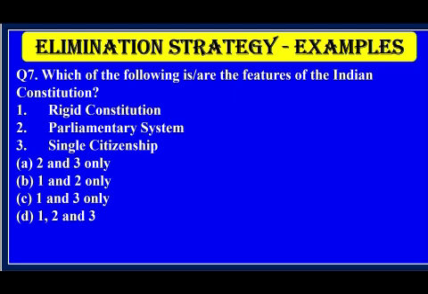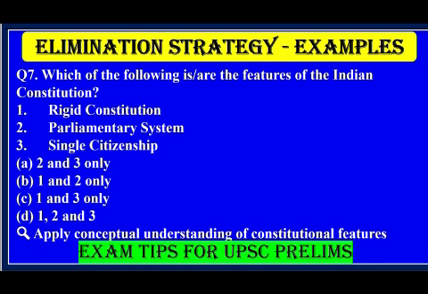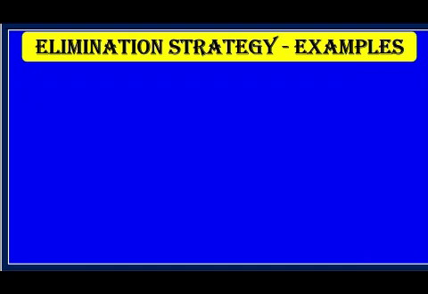We are having the feature of partly rigid, partly flexible. This one everybody will know about the polity basics. So the first option is wrong. So if you know the first option, then you can eliminate B, C, D, because B, C, D have option 1. So the answer is 2 and 3 only. You can apply the conceptual understanding of the constitution, then you can definitely eliminate all the other options. That is Q7.